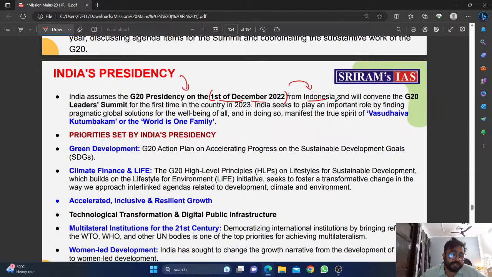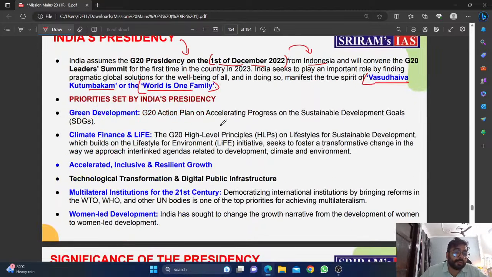And what is the theme for this summit? Vasudhaiva Kutumbakam, from the Manusmriti, which means the world is one family. This is the theme for G20. Then what are the priorities set by the Indian presidency? Like this year, what are the areas that we will have the discussion on?